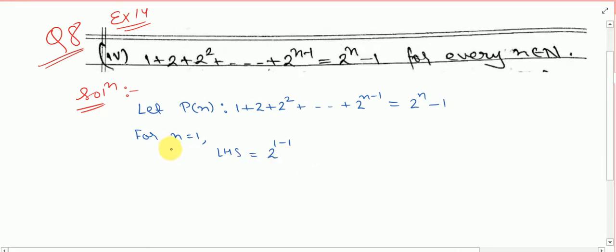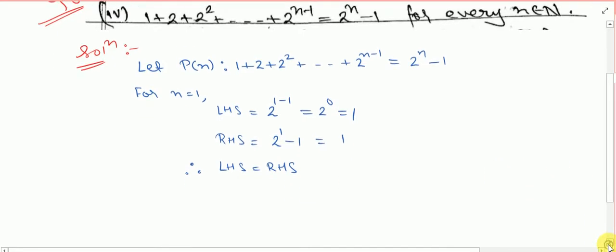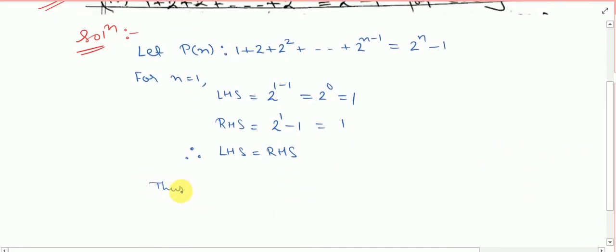So for always n equal to 1, you have to take the last term, okay, where n is involved, and you have to substitute n as 1. So here we'll get 2 to the power 0, that is 1. And then right hand side will be 2 to the power 1 minus 1. So 2 minus 1 will be 1. Therefore, LHS is equal to RHS, and thus your P1 is true.